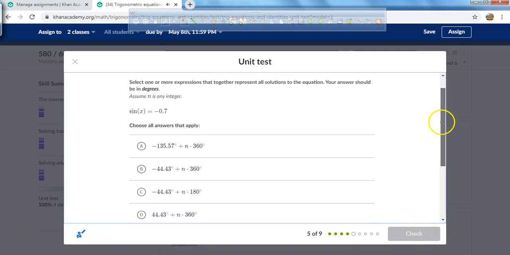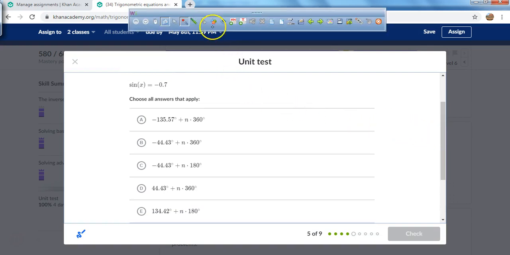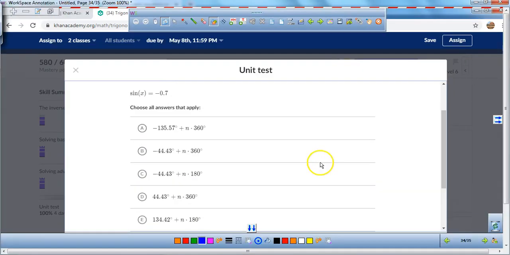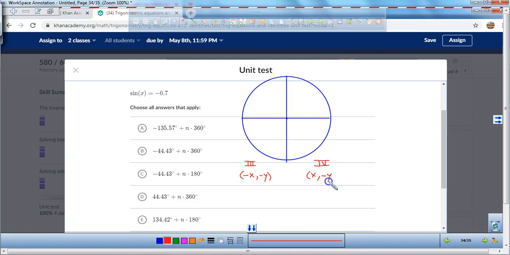All right, this one's going to be a heck of a lot easier. It's very, very simple. All we've got to do is find all the answers that apply. Once again, I am going to draw the unit circle to help explain the whole process. So we have a unit circle right here. I'm going to draw the two scenarios where the sine is negative. Sine is negative in the third quadrant and the fourth quadrant. In the third quadrant, sine will be negative because the y values are negative, and in the fourth quadrant, sine will also be negative because the y values are negative.